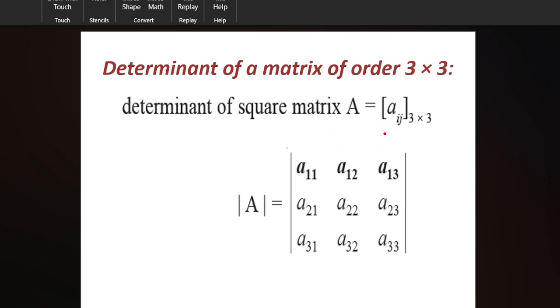Now determinant of 3 by 3. So 3 by 3 is very important. How to expand a 3 by 3 determinant. So here we are taking a determinant with entries A11, A12, A13, A21, A22, A23, A31, A32, A33. Now here we expand along the first row, suppose.